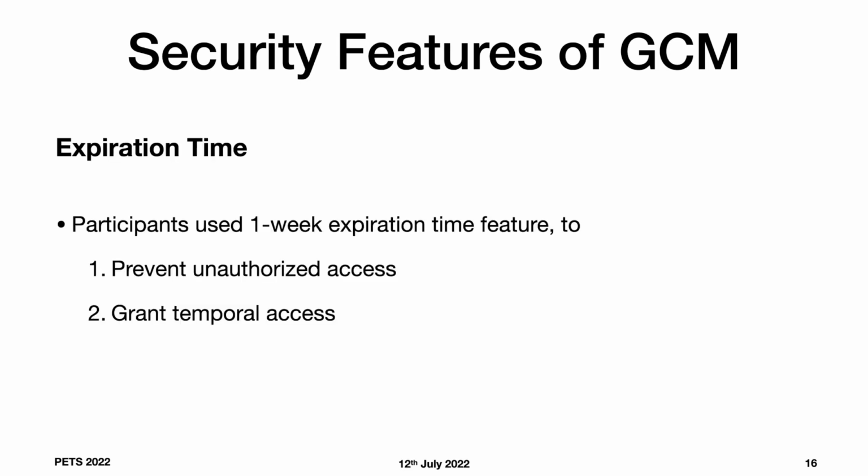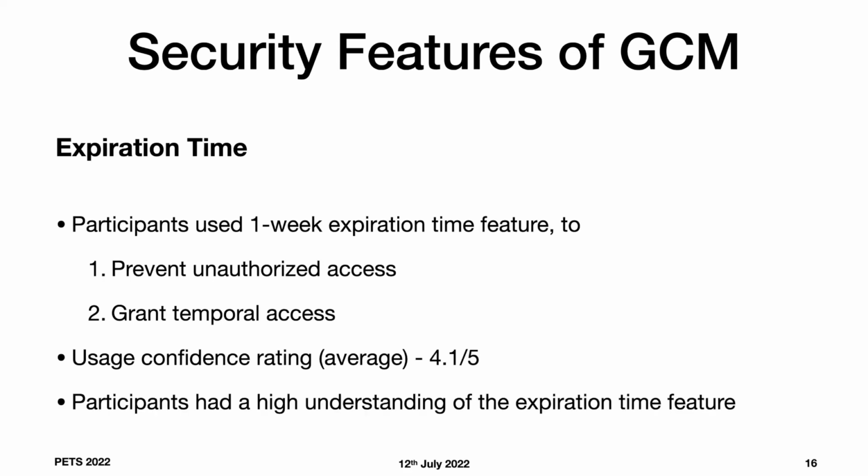A majority of our participants used the default expiration time of 1 week and used this feature to send attachments such as sensitive documents. The reasons for using this feature were to prevent unauthorized access, for instance, if the user's email account is accidentally left logged in at multiple devices or locations, and to give temporal access to the content. The participants did not choose a shorter expiration time because of the concern that emails might delete themselves before they were read by the recipients. Our participants' average confidence rating in using this feature was 4.1 out of 5. Overall, our participants had a high understanding of the confidential mode's expiration time feature.